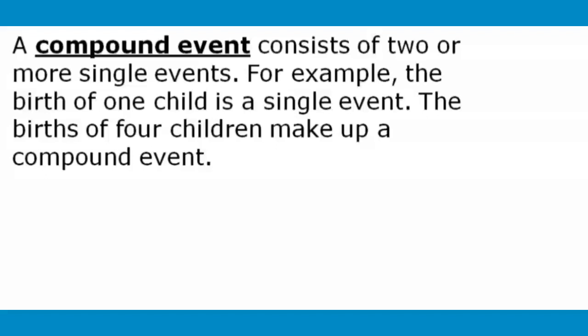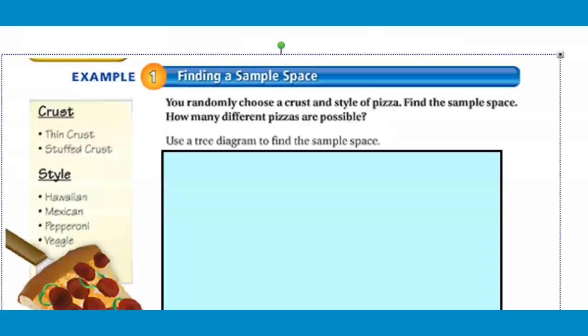Or, more likely, flipping a coin and rolling a die. What's the probability of getting heads on the coin and getting a 6 when we roll the die? That is a compound event. So to do that, we need to know the number of outcomes. And one thing that we can do is find what we call the sample space. All of those possibilities is called the sample space.